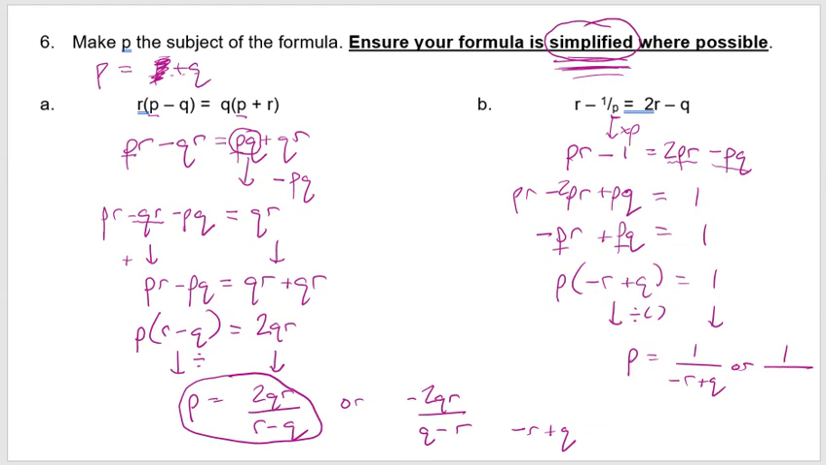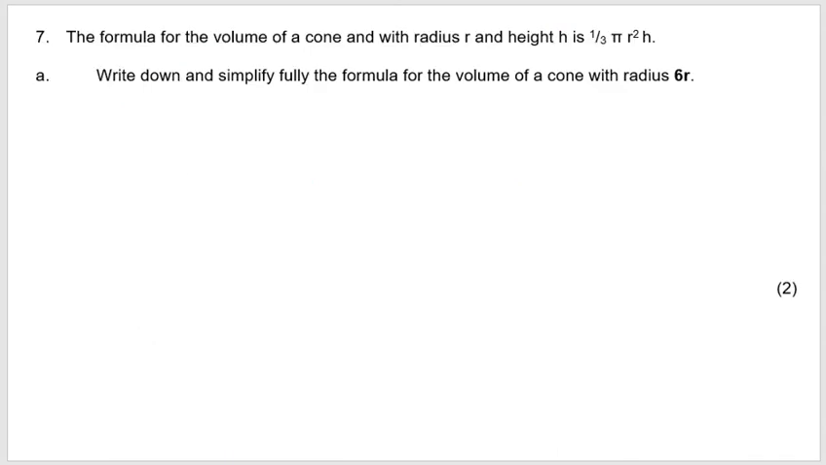Alternatively, if we wanted to rearrange the two terms on the bottom, we could write that as positive q subtract r. Alternatively, if you took things to the other side, you may have had something like negative 1 on the top and r minus q on the bottom, or negative q plus r on the bottom. Any of these expressions are perfectly fine. Okay, final question then.